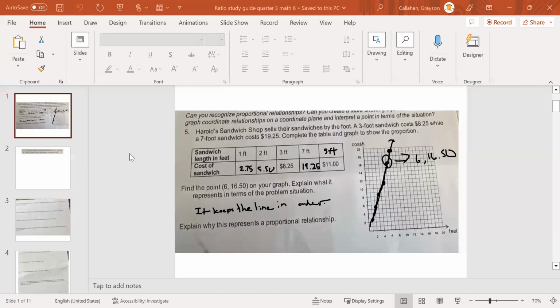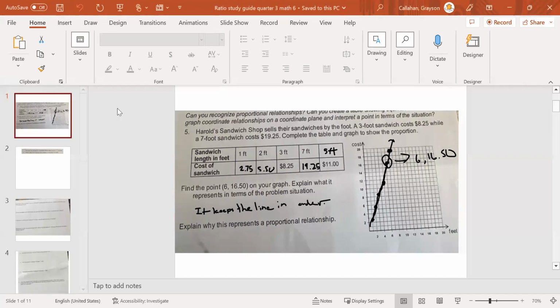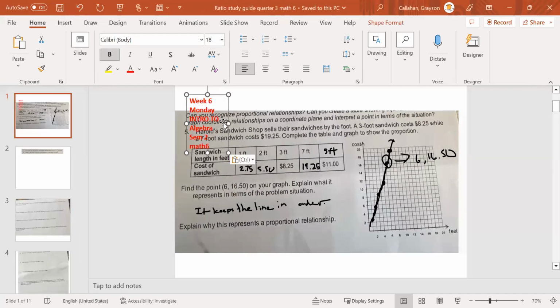Okay, so we are going to go over a review for the exam on ratios. The following questions are selected by Grayson that he thinks that he needs some additional help with. So let's go ahead and go over them.